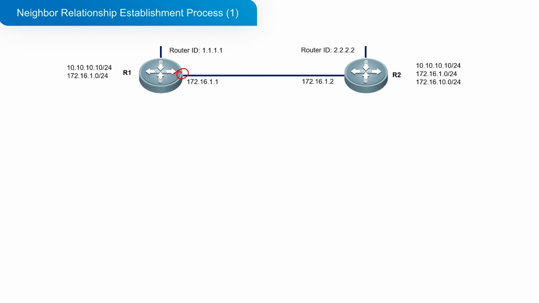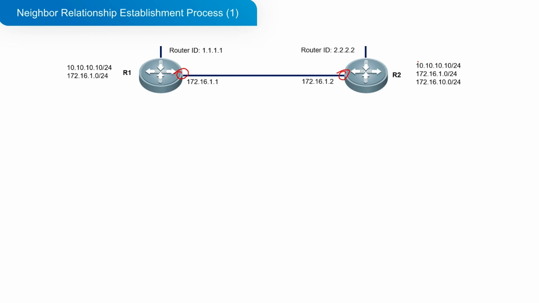And of course, R1 has 10.10.10.10 with its netmask, and 172.16.1.0 with its netmask. And for R2, the R2's interface IP is 172.16.1.2, and the segment information has 10.10.10.10 and 172.16.1.0 and another segment. These 3 segments.